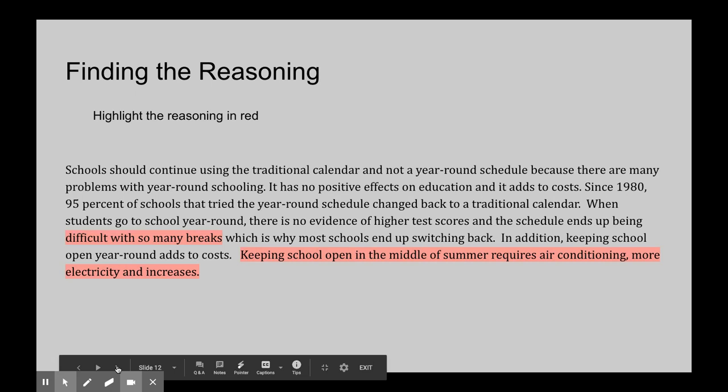And so we have two places in the paragraph that we have reasoning. Notice the article discussed low evidence of higher test scores. So we need to explain the reason why we don't see higher test scores. And so the reasoning is because it's difficult with so many breaks. And so then why is the cost? So what's the reason for the increased cost? And the increased cost is due to air conditioning, more electricity being used. So again, the reason why do we see these things happening?